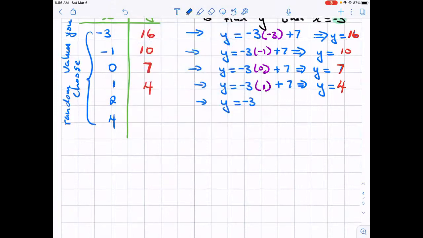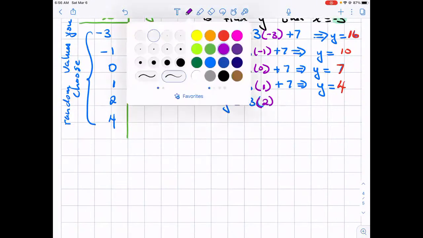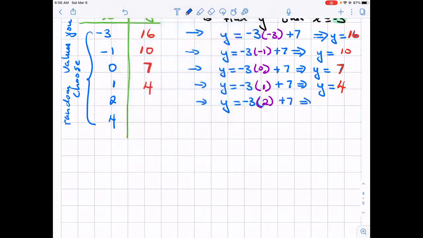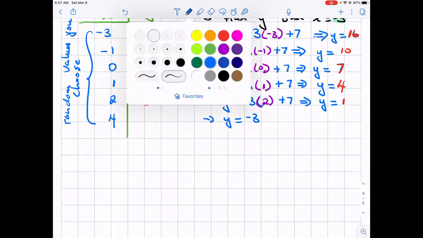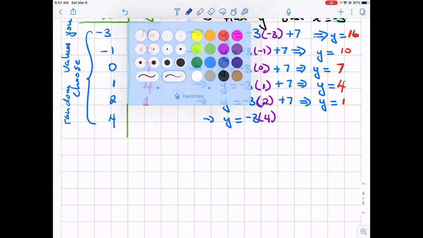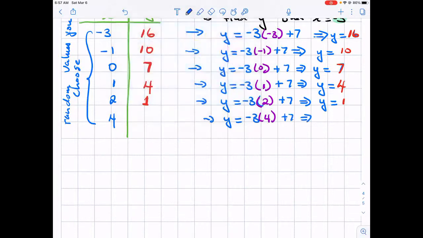y is equal to -3x plus 7. Now we plug in 2. That gave me y is equal to 1. And then finally, y is equal to -3 times 4, so when x is 4, we have -12 plus 7, which gives me -5.